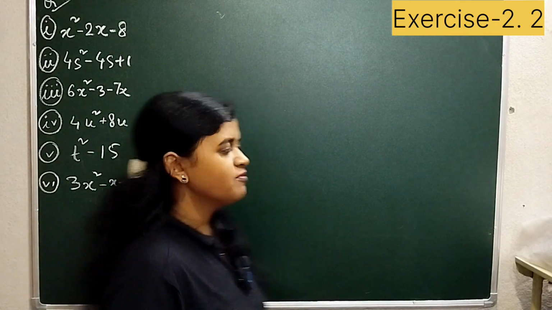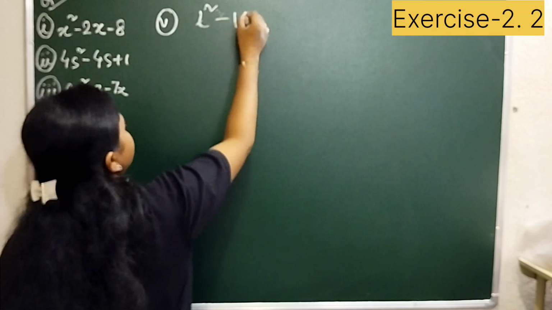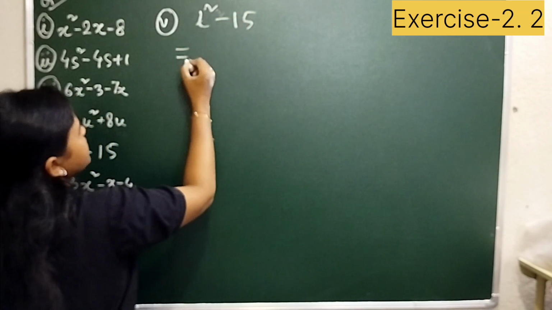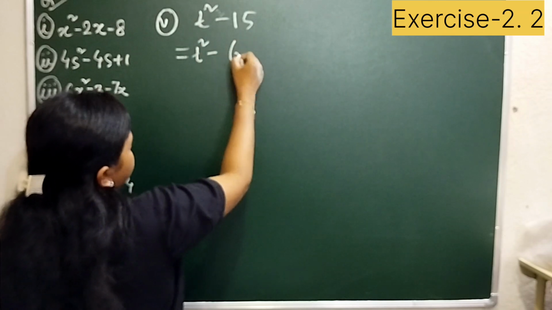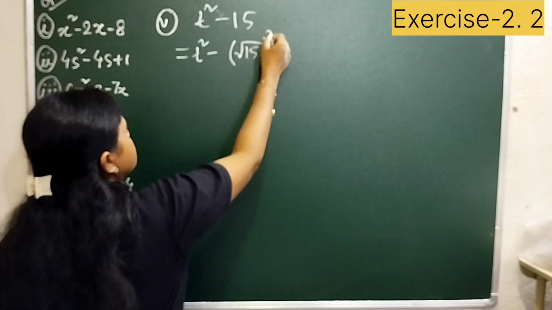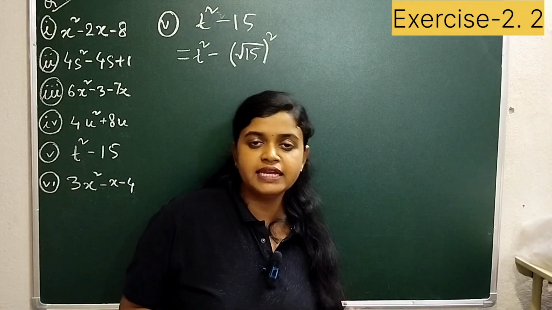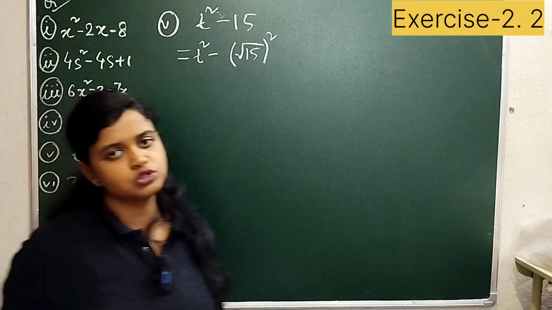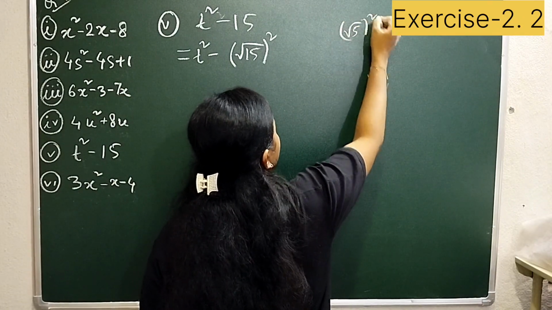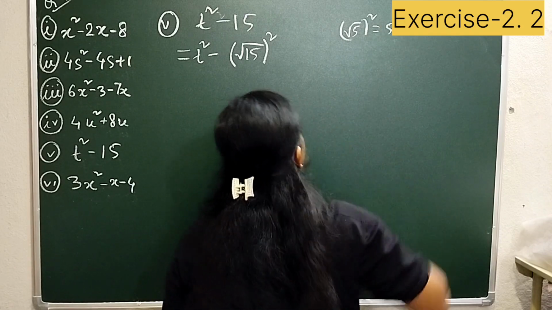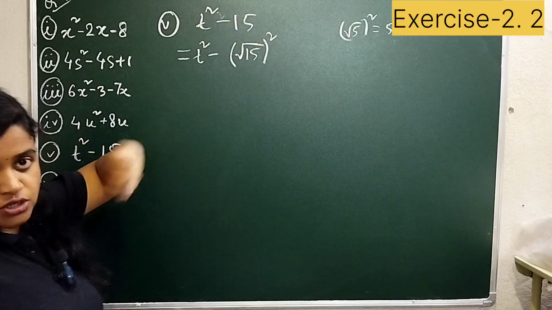Let us discuss question number 5. So t square minus 15. We can write t square minus root over 15 whole to the power square. We know that any irrational number whole square is the number itself. Like if I write root 5 square, we get 5. So applying this formula, root over 15 whole square is equal to 15.